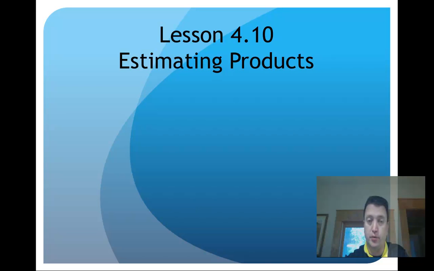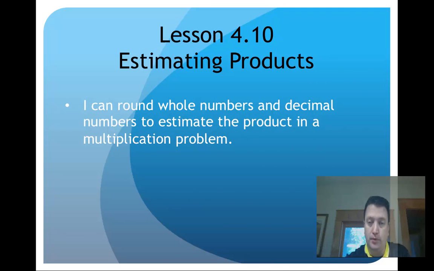It is time for lesson 4.10, estimating products, our last video for unit 4. Woo! All right, so here's your I can statement. I can round whole numbers and decimal numbers to estimate the product in a multiplication problem. Go ahead and jot that down, and I'm going to get started.